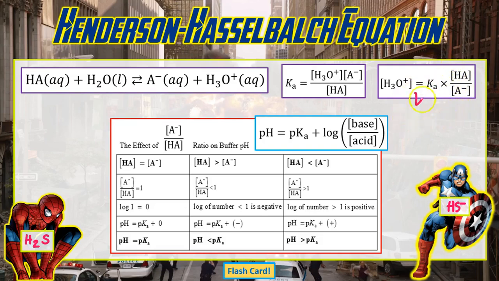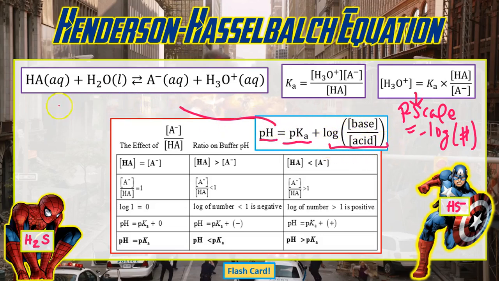And guess what, folks? We can make these values a little bit easier to deal with by taking the p-scale. The p-scale is equal to taking the negative log of whatever number you have on both sides. So if I take the negative log of H3O plus, I'm going to get pH. If I take the negative log of Ka, I'm going to get pKa. And if I take the negative log of this ratio, I'm going to get plus the log of now my conjugate base divided by my acid, or the base divided by acid here. And this brand new equation is called the Henderson-Hasselbalch equation.